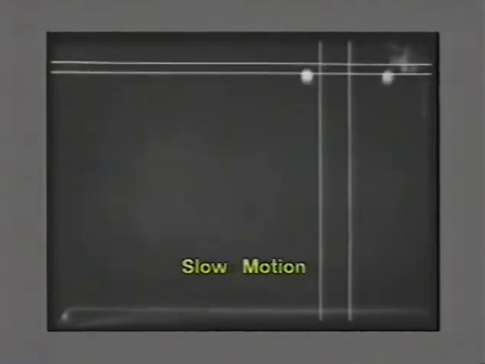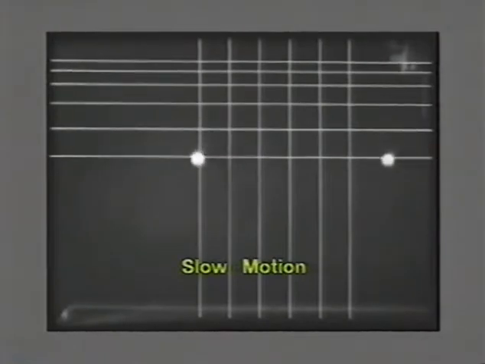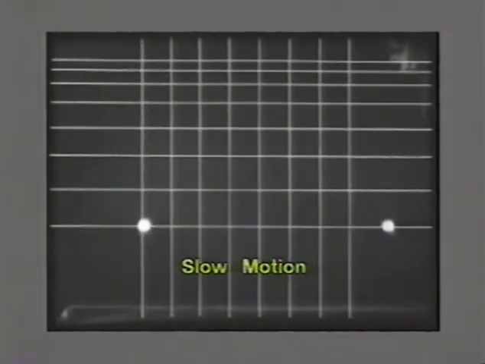Now horizontal and vertical lines are drawn to show the positions of the two balls at equal time intervals. What do you notice about the distances between the vertical lines? Between the horizontal lines?